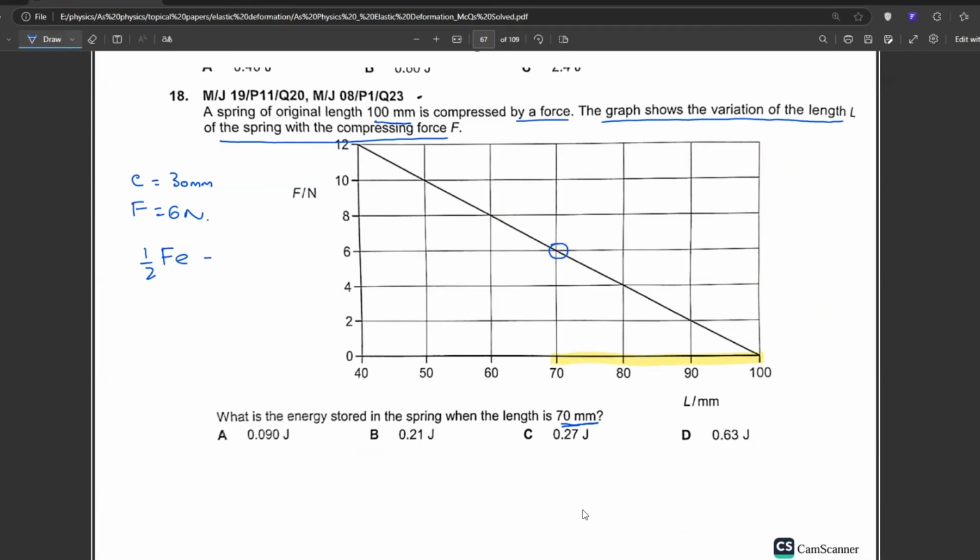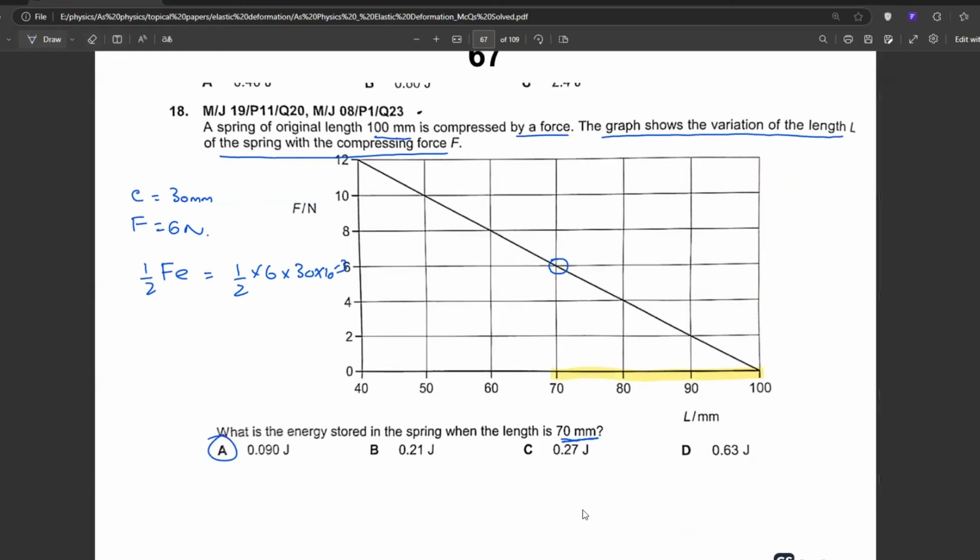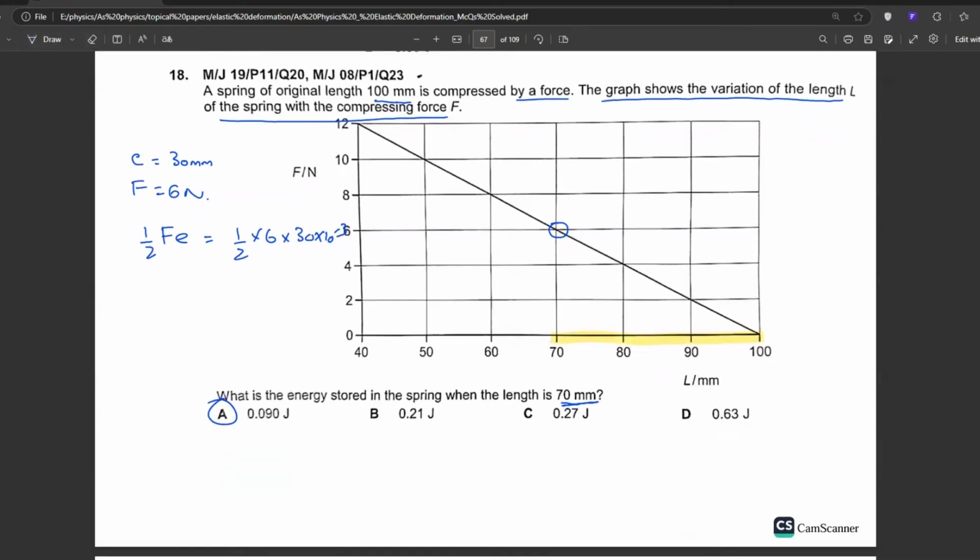Can you calculate the strain energy? Yes, 1 upon 2 Fe. What is the force? 6. What is the extension? 30 into 10 raised to the power of minus 3. This comes out to be what? 6 into 30 into 10 raised to the power of minus 3 divided by 2. This gives you an answer of what? 0.09 joules. A is your answer. The answer to 67 should be A, and it is A.